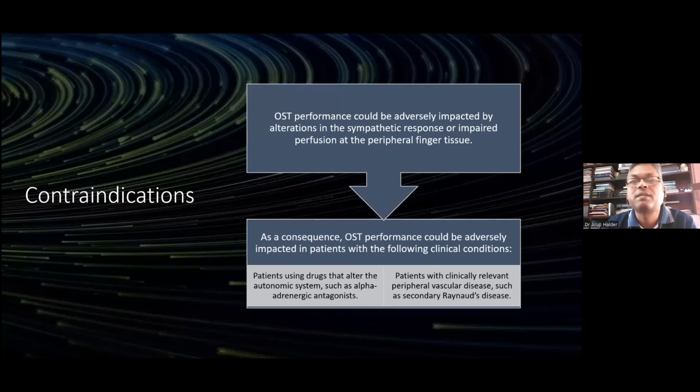So these devices' performance can be impacted by alterations in the sympathetic response or impaired perfusion at the peripheral finger tissue. So as a result, it cannot be used for those patients who are using some drugs which modulate the autonomic nervous system, like alpha blockers or beta blockers, or those patients having Raynaud's phenomena or peripheral vascular disease. This type of device cannot be used.